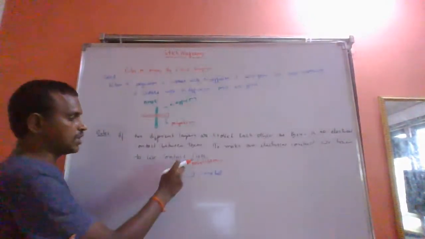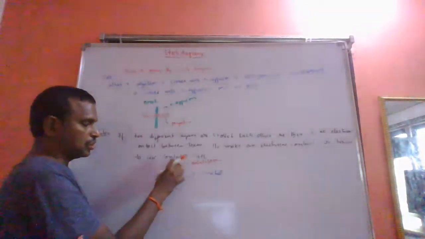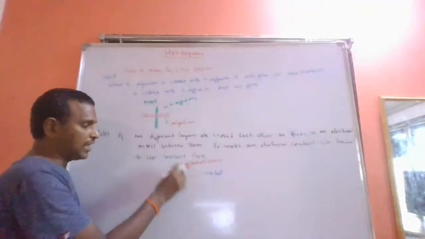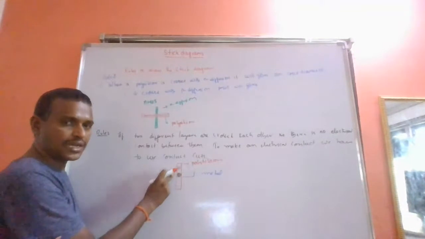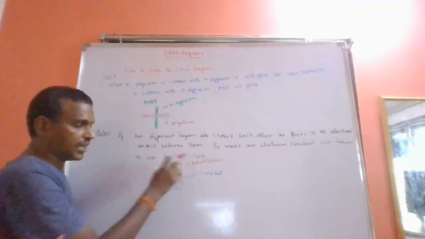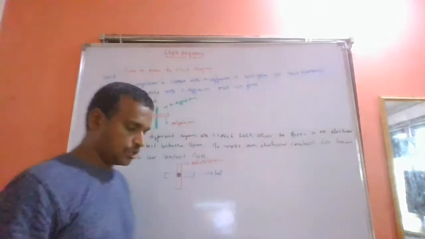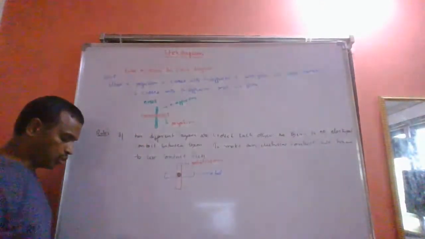Okay, so this polysilicon is crossed with the metal. But here initially there is no electrical contact. To make the electrical contact, I am using the contact cuts, so that there is a connection established between the two different layers. Okay, so the next one is rule 3.